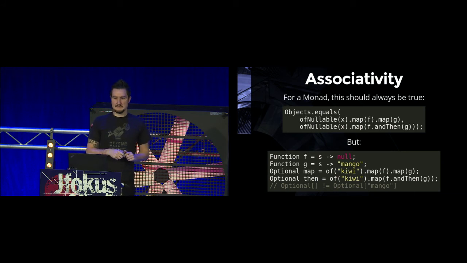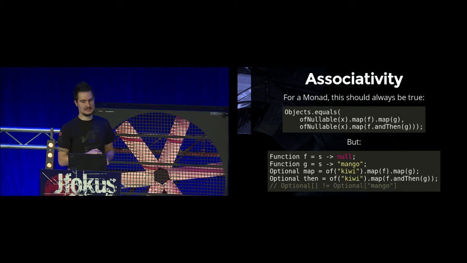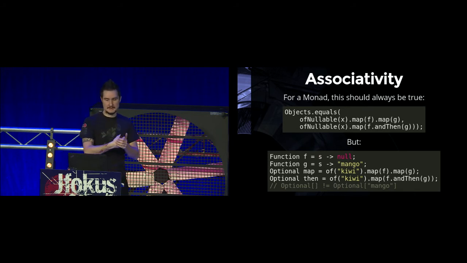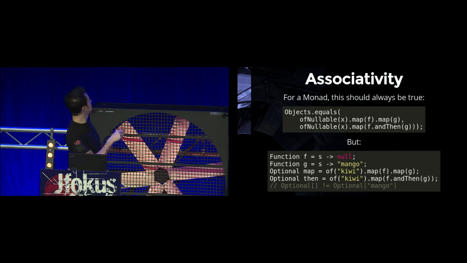This case is maybe even more clear, makes it easier to guess why things could go wrong. So there's an associativity rule for map. Again, this should be true. I take a value, I map it with a function, I map it with another function. That should be exactly the same as taking these two functions and putting them together in one function, and then mapping the value from there. So I have two functions. The first one maps everything to null. The second one maps everything to mango.